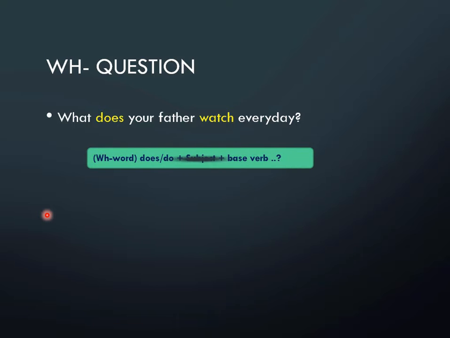Look at the structure. We should write the WH word at the beginning. After that, we write does or do. If the subject is singular, or he or she or it, we use does. If it is plural, or they or you or I or we, we write do. After that, we write the base verb without any addition, or the infinitive. How can we change a question like this into passive voice? We changed this question into this question.